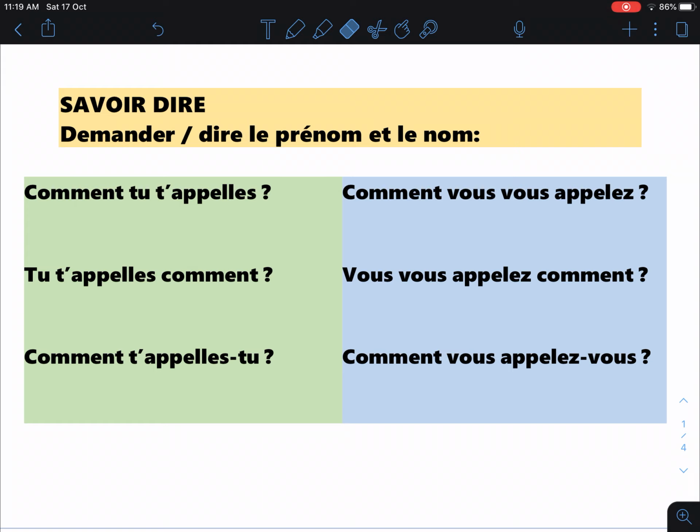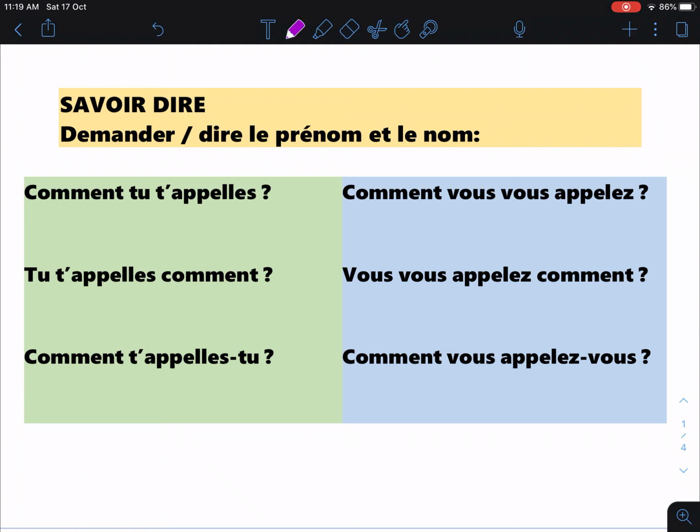There are two verbs which are useful when we want to ask and to tell people one's name. The first one is the verb s'appeler. The verb s'appeler means to call oneself. The second one is the verb être. Être means the verb to be. We're going to learn how these two verbs are conjugated in the section conjugaison, in the other clip, of course. So now let's look at this.